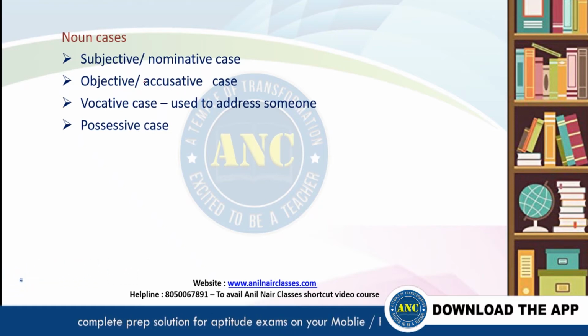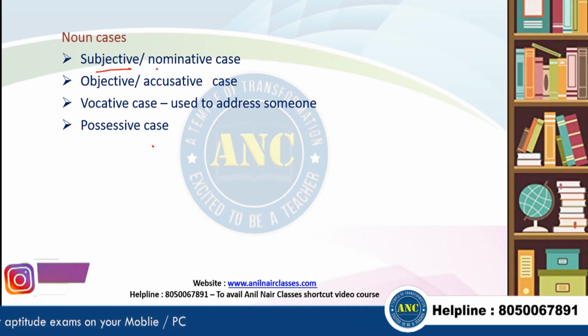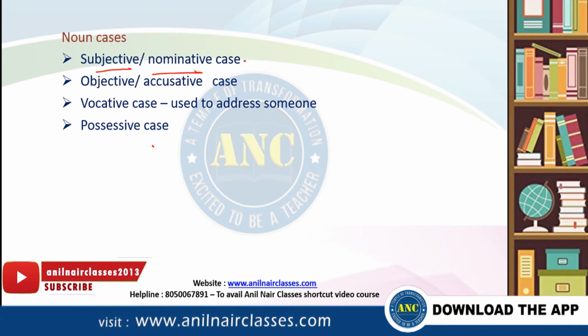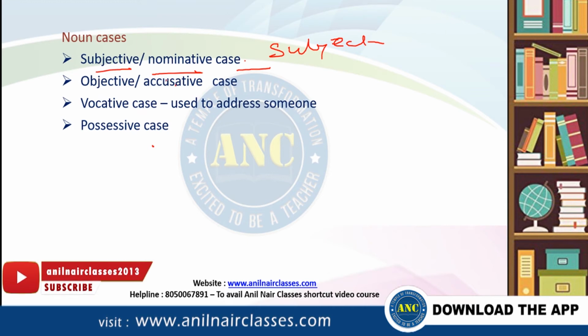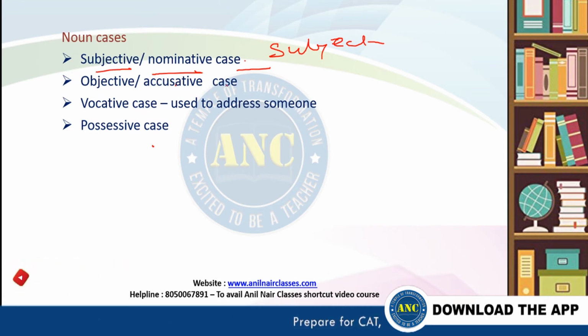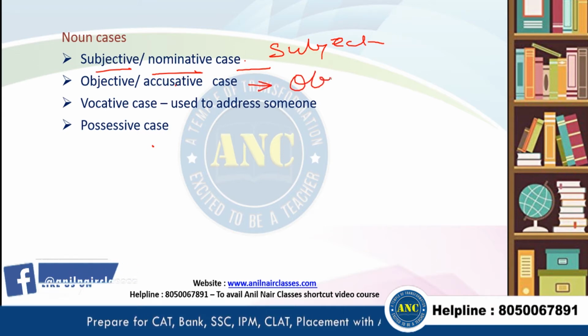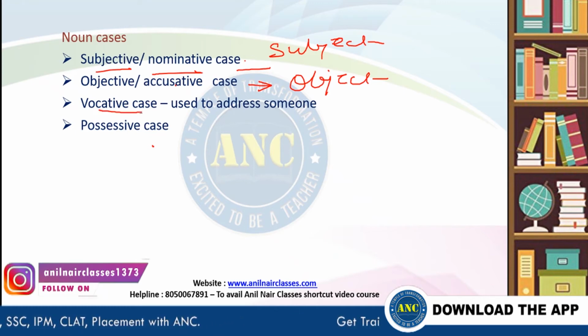noun cases, that there are 4 cases in which the noun is available. We have the subjective case or the nominative case. When I say subjective or nominative case of a noun, that means I'm talking about the noun functioning as the subject of the sentence. Next is the objective or accusative case. When we talk about the objective or accusative case, we are saying that our noun is functioning as the object of the verb.